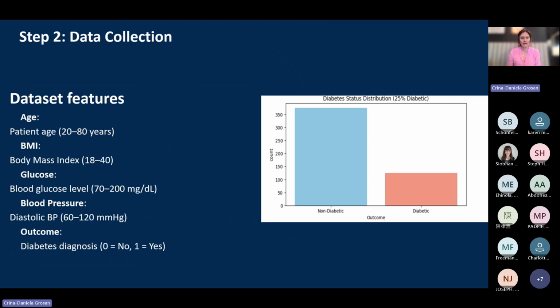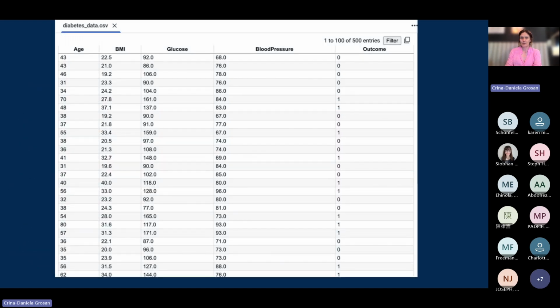As we saw on the previous slide, we only have a few measurements like BMI, glucose, blood pressure. We also have the age of the patients, and the outcome is a 0 or 1, diabetic or non-diabetic. Age is a parameter between 20 and 80, BMI between 18 and 40, glucose between 70 and 200, and blood pressure between 60 and 120. And this is just a snapshot of the table of the data. You see age, BMI, glucose, blood pressure, and the outcome, 0 and 1. And this is some of the first 100 examples.